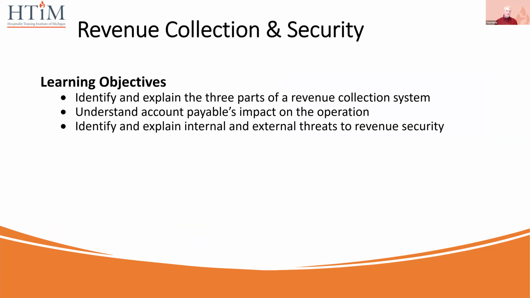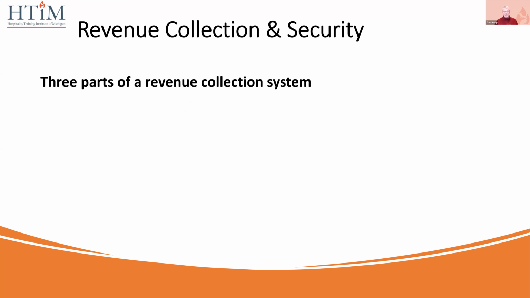So we know that revenue collection and security, right, that we're asking for payment, whether it be credit card, cash, debit cards, those types of things, maybe some apps, maybe right at the table now as you do some of this stuff, but we want to identify part of the collection and security system, understand the accounts payable impact on operation, and then identify and explain internal and external threats to that revenue security.